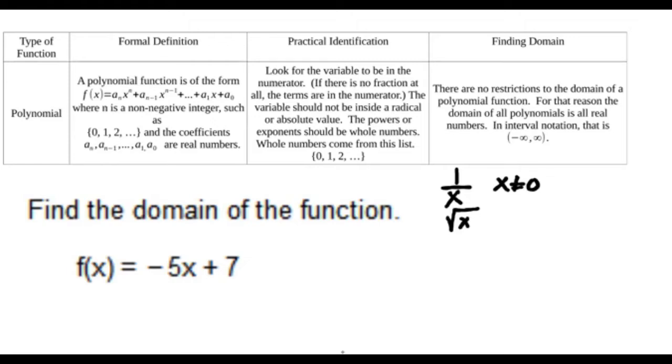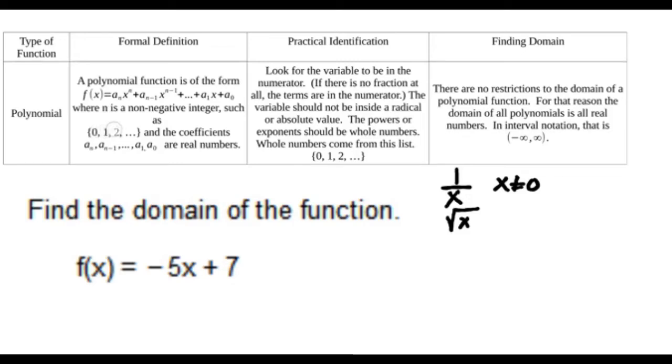More specifically, this function is called a polynomial function, and we have a definition of polynomial functions. A polynomial function is of the form f of x equals a sub n, x to the n, plus a sub n minus 1, x to the n minus 1, plus dot dot dot, meaning that pattern continues, plus a sub 1 x plus a sub naught. This is where n is the highest power on x. n is a non-negative integer.